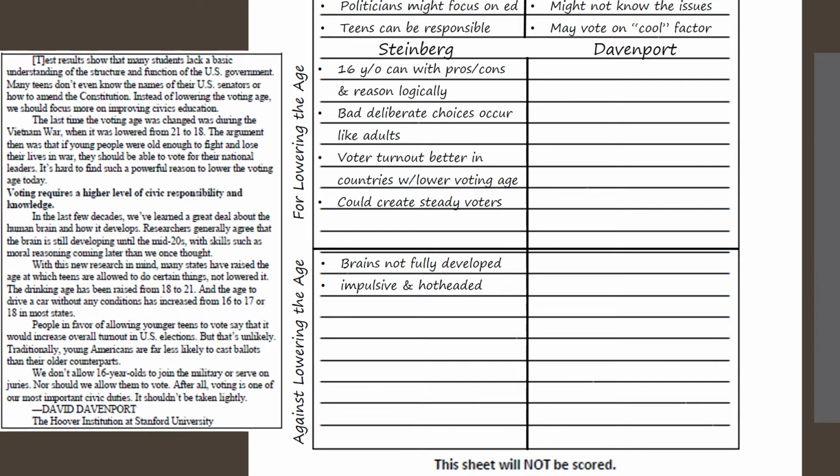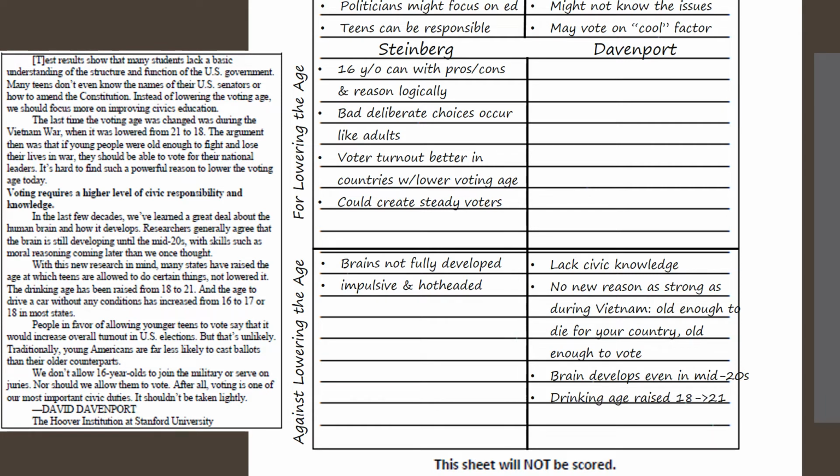So after reading this, he said that teens lack civic knowledge, that there's no new reason as strong as during Vietnam for changing the voting age, that the argument then was if you're old enough to die for your country, you're old enough to vote. Brain develops even in the mid-20s, which is something that was also said on the other side as well. The drinking age was raised from 18 to 21. So almost in every other area, things are being raised. The age in which you need to be before you're allowed to do these things are being raised, not lowered.